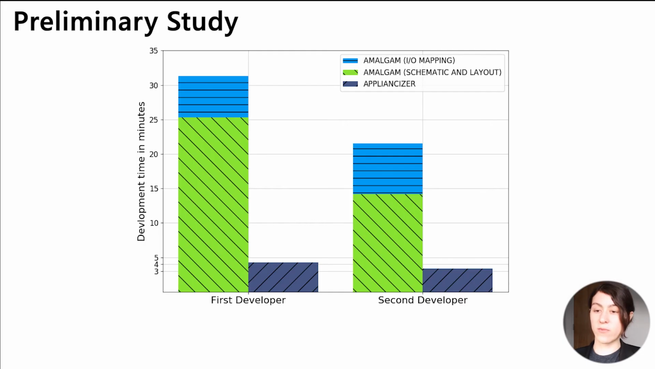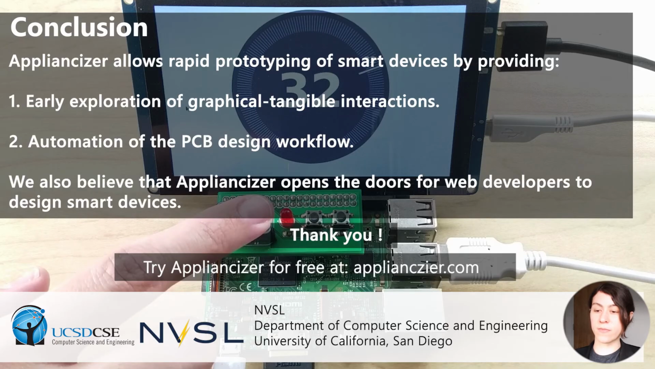We asked 2 developers to design the same smart thermostat that we demonstrated earlier. Both developers designed the PCB in an average of 4 minutes. Appliancizer allows rapid prototyping of smart devices by providing: 1. Earlier exploration of graphical tangible interactions. 2. Automation of the PCB design workflow. We also believe that Appliancizer opens the doors for web developers to design smart devices.